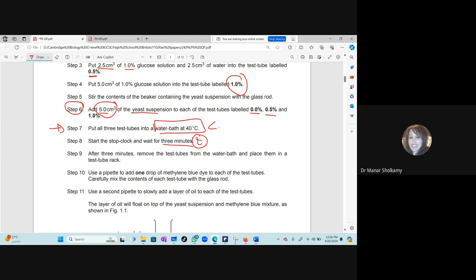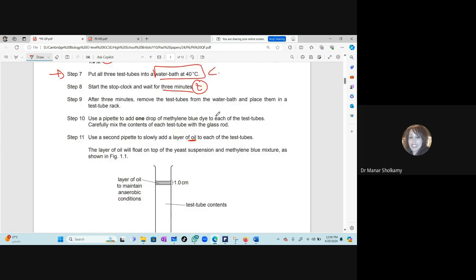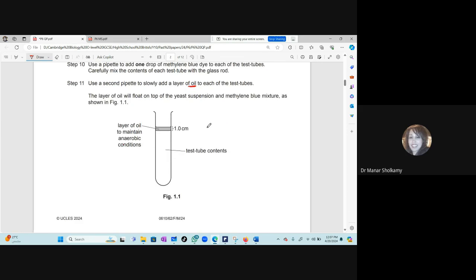After 3 minutes, remove the test tubes from the water bath and place them in a test tube rack. Use a pipette to add 1 drop of methylene blue dye to each of the test tubes and carefully mix the contents of each test tube with a glass rod. And then the last step, use a second pipette to slowly add a layer of oil to each of the test tubes, of course, so that we block out the air. And the layer of the oil will float on top of the yeast, just like you see here. And we will wait until the methylene blue changes color from blue to colorless.